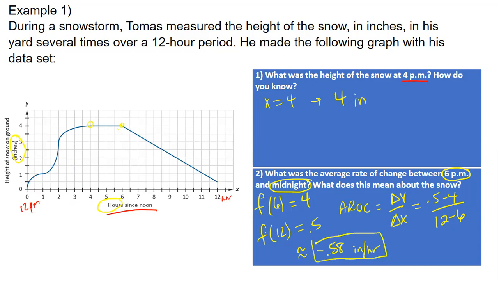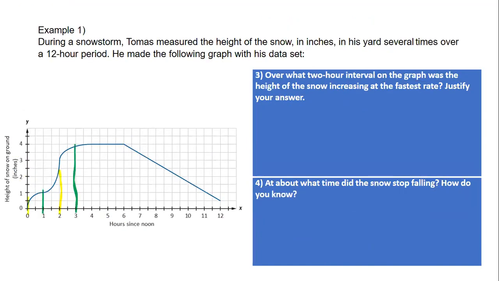So is working from a graph any different than working from a table? No, not at all. You guys try to make things bigger than what they are, but it's really not. All right, so let's dive a little deeper. It says, over what 2-hour intervals on the graph was the height of the snow increasing at the fastest rate? Justify your answer. So the first thing we're going to identify is our 2-hour intervals that we're going to look at. As you can see, I've already highlighted a couple here for you.